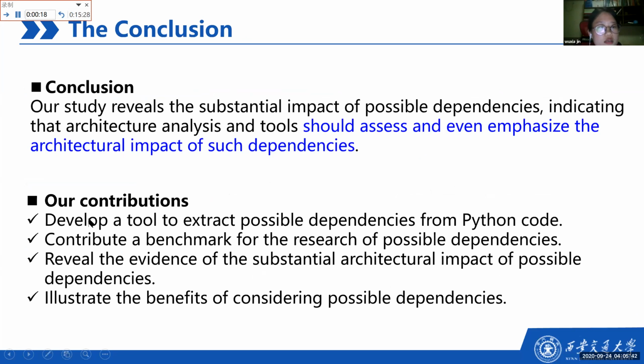Our contribution has four aspects. First, we developed a tool to extract possible dependencies from Python code. Second, we contributed a benchmark for the research of possible dependencies. Third, we revealed the evidence of substantial architecture impact of possible dependencies. And last, we illustrated the benefits of considering possible dependencies.